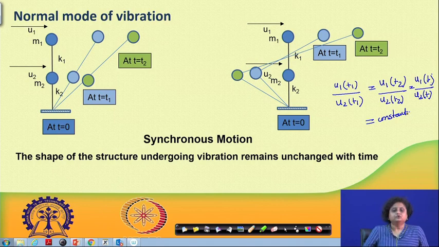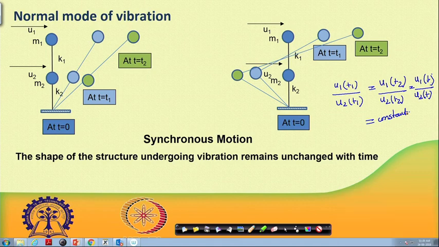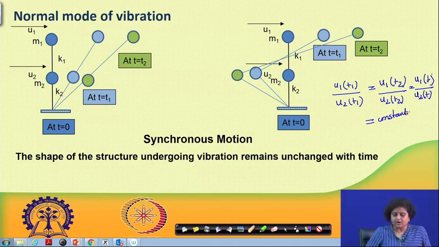So, let me summarize this: normal mode of vibration is that typical or special form of vibration under which the masses undergo synchronous motion. So, let us see how we can explain this mathematically and how this is going to help me in solving the problem.